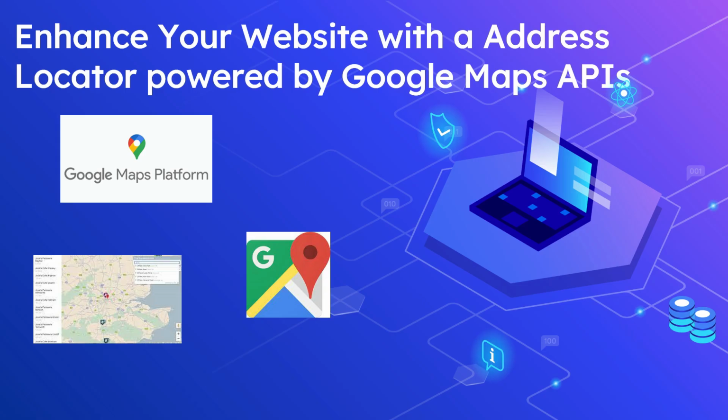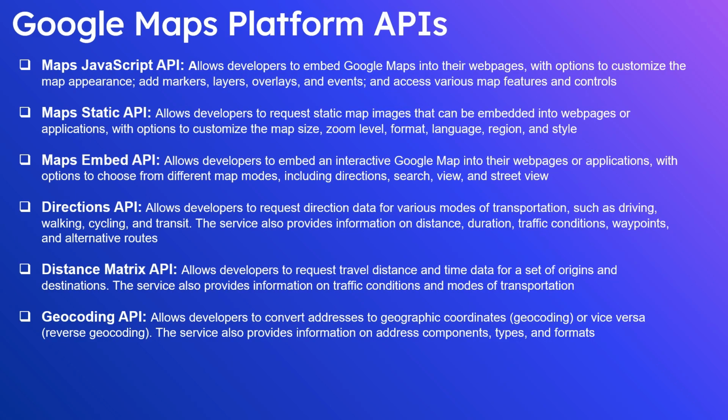In this video, let us see how to build an address locator for your website using Google Map API. The Google Maps API allows developers to access Google Maps data and functionality for their own projects. If you want to incorporate customized Google Maps on your website or application, you can use a Google Maps API. Google Maps platform offers several APIs, each serving different needs.